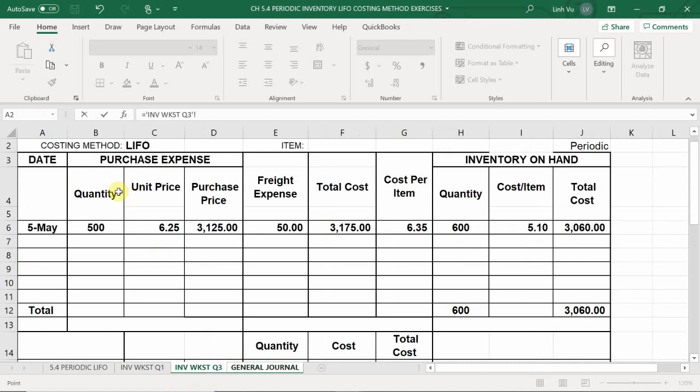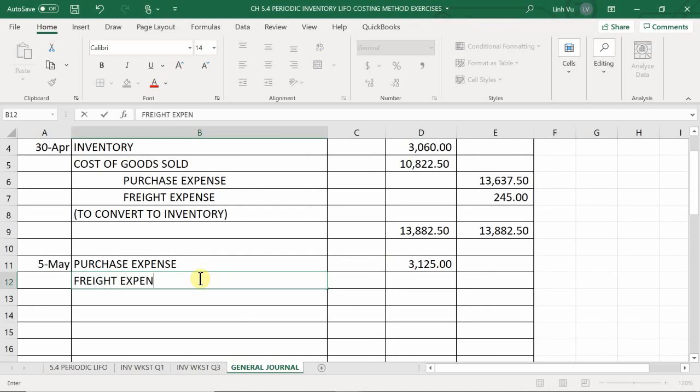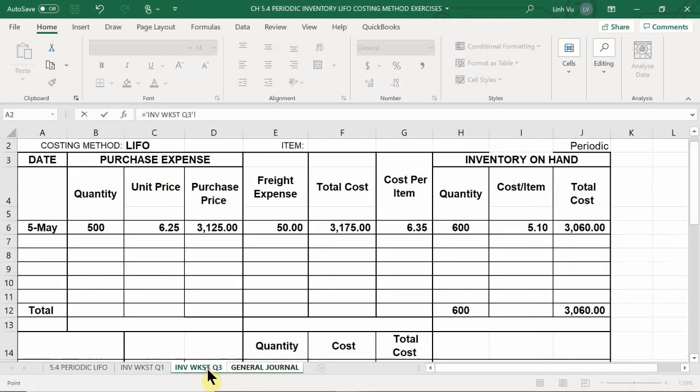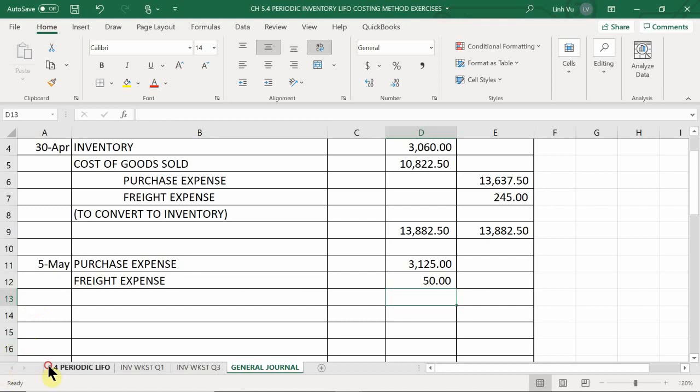Right? We could take that information from our inventory worksheet right here, purchase price or purchase expense for 3,125, so we don't have to do the calculations twice. Okay. What else would I be journalizing? Freight expense, okay. Which in this case, how much was my freight? $50. Good.